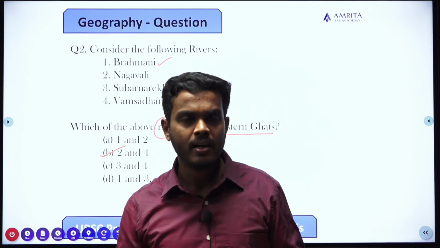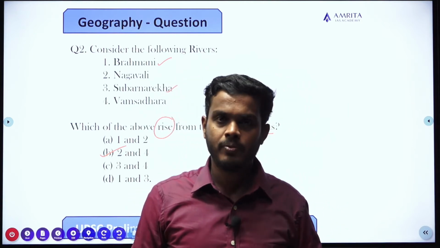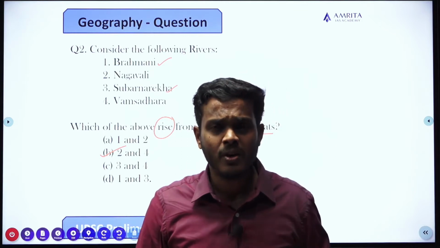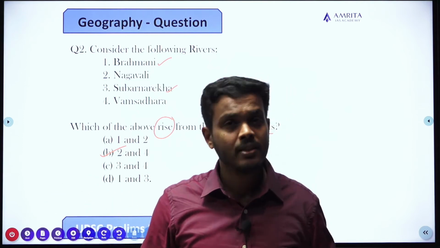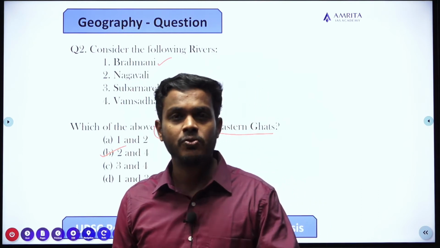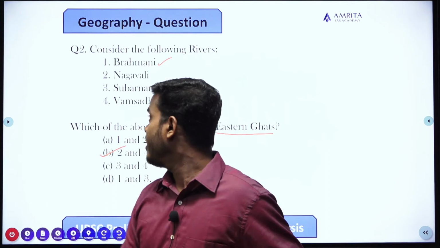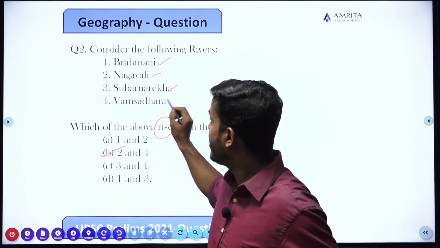So here you have to be thorough with the rivers map. You have to understand the basic map of rivers. You have to be thorough with the origin and major tributaries of major rivers of India. Brahmani and Subarnarekha are major rivers of India, both in Odisha state. Now the answer is B, 2 and 4 only, Nagavali and Vamsadhara.